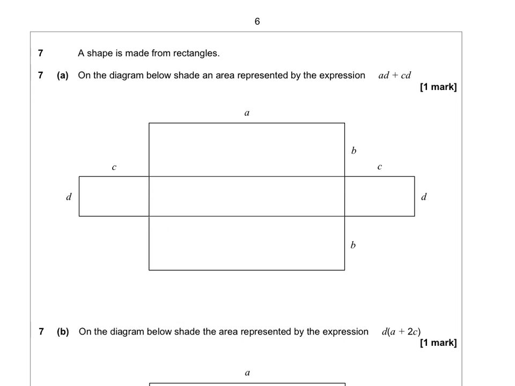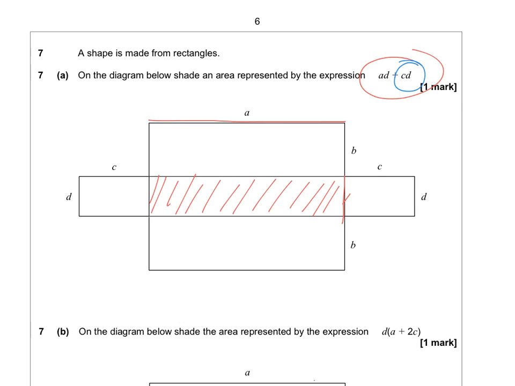Question 7. A shape is made from rectangles. 7 part A. On the diagram below, shade an area represented by the expression AD plus CD. Now, A is this length over here, and D is this length over here, so an area represented by AD would be this section here. An area represented by CD would be this section over here, or it could have been this section here as an alternative.